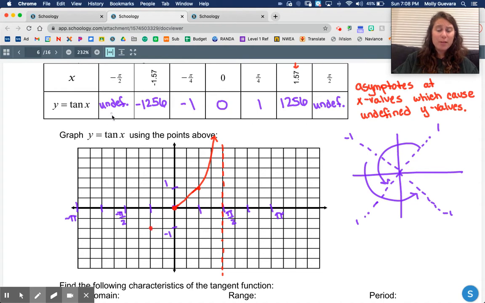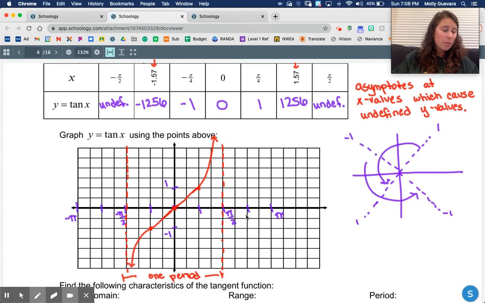At negative pi over 2, again, I have an asymptote because it is undefined. And again, that's why this point was so helpful. It's showing me that it's going down to negative infinity. And that is one period of tangent. So this is one period. And then after that, it just repeats.